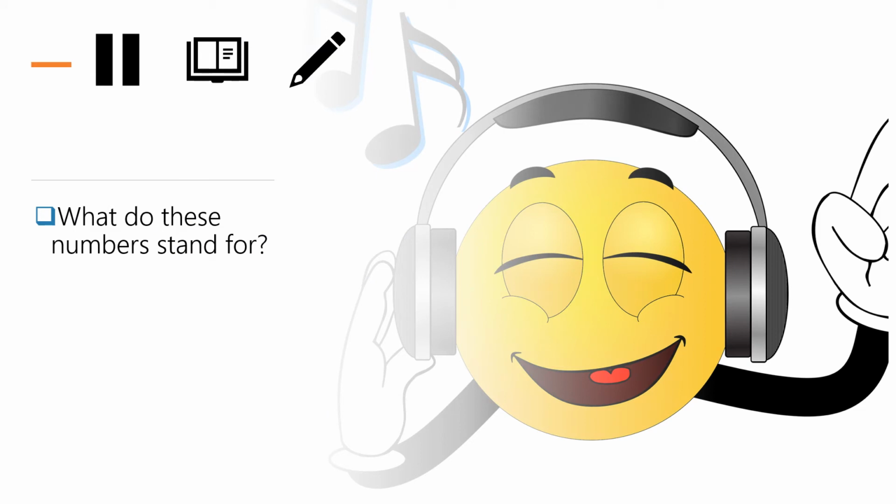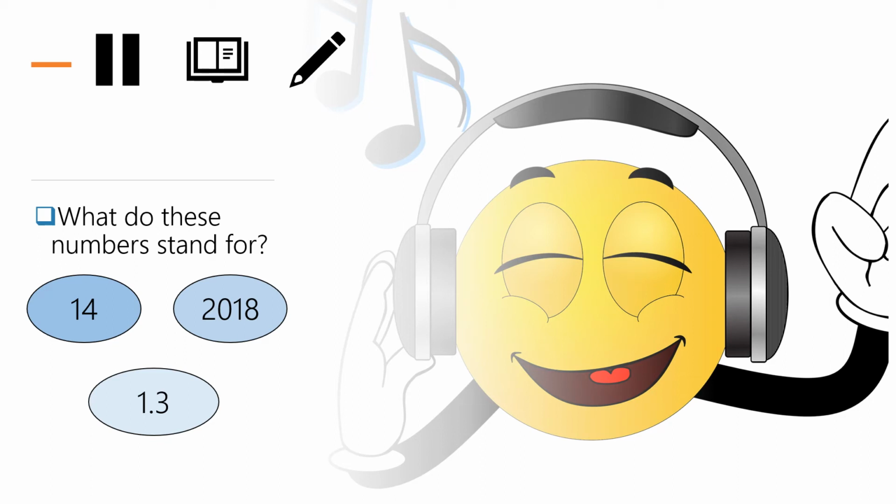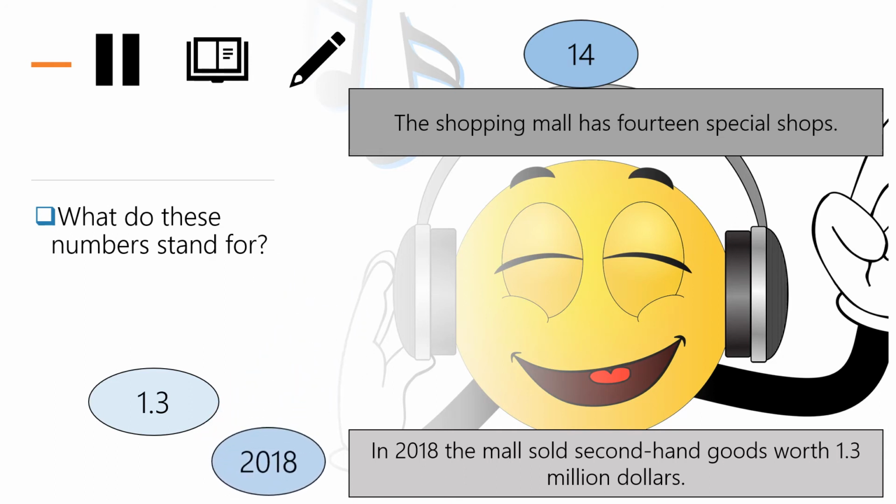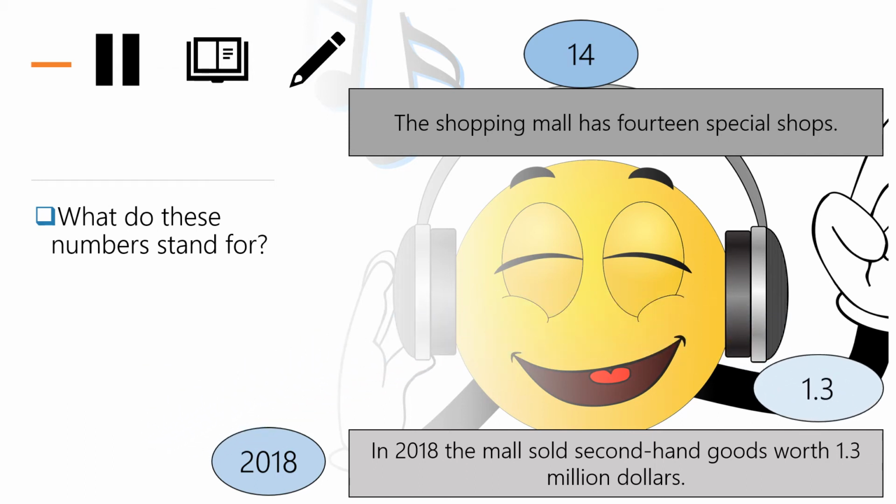Do you maybe remember what the numbers 14, 2018 and 1.3 stand for? Please pause this video lesson and write the answers into your notebooks. If you are not sure, you can watch the video once again. Let's check now. The shopping mall has 14 special shops. In 2018, the mall sold second-hand goods worth $1.3 million. Well done!